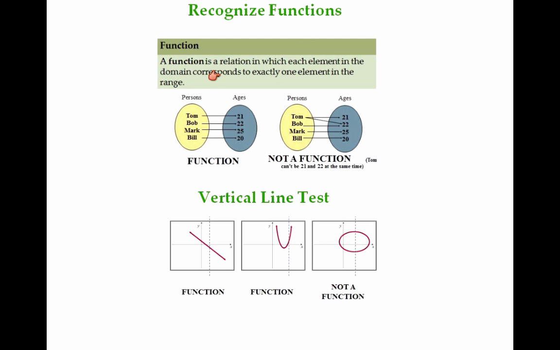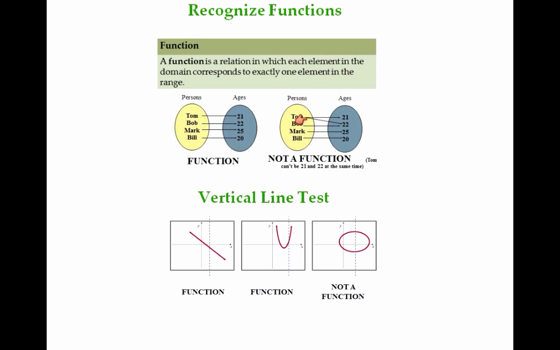So, recognize functions. A function is a relation in which each element in the domain corresponds to exactly one element in the range. So this would be an example of a function. If you have these two sets, this is my domain, this would be my range. Each element from the domain maps to only one number in the range. This would be a function.